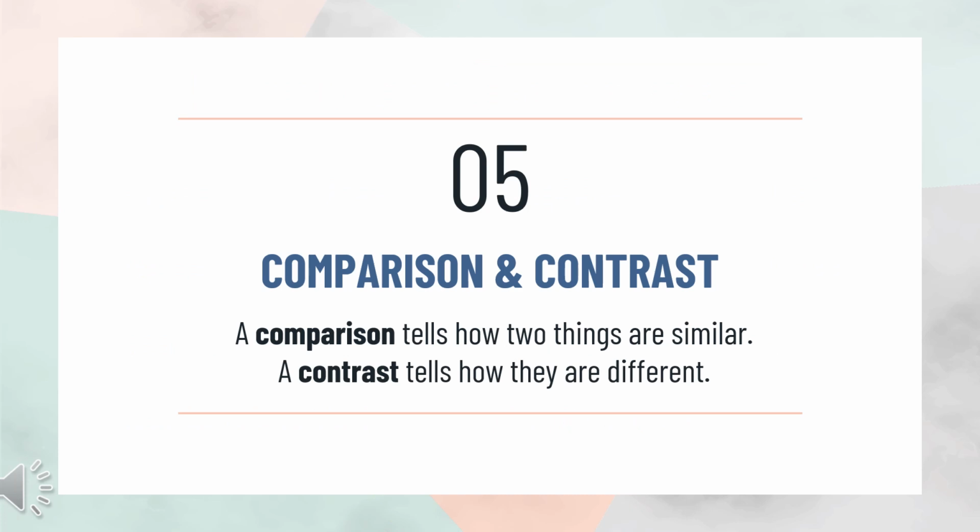Number 5, we have comparison and contrast. When we say comparison, it tells how two things are similar, their similarities. On the other hand, contrast tells how they are different.